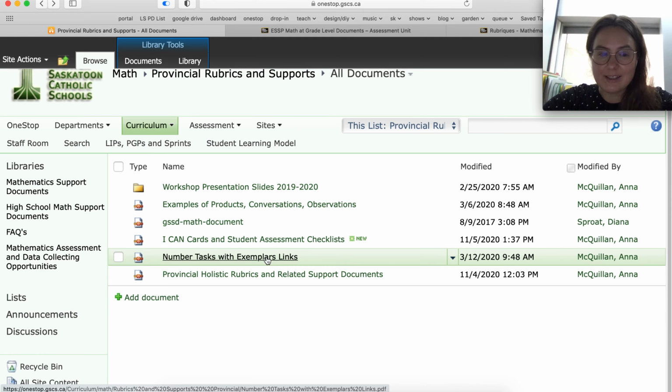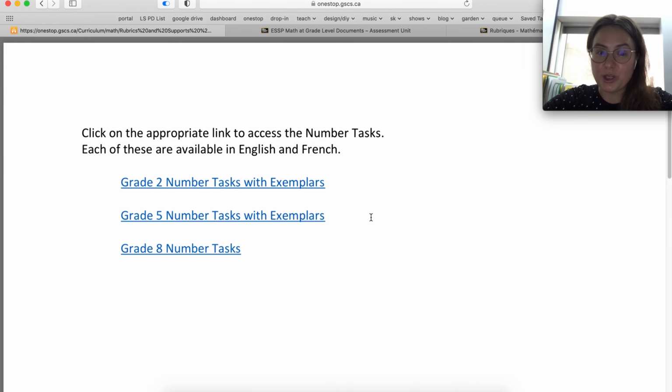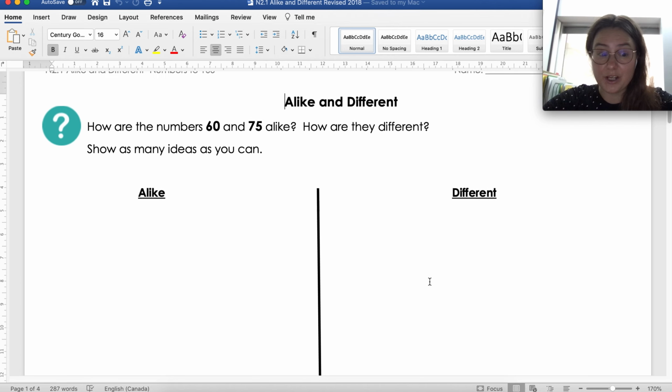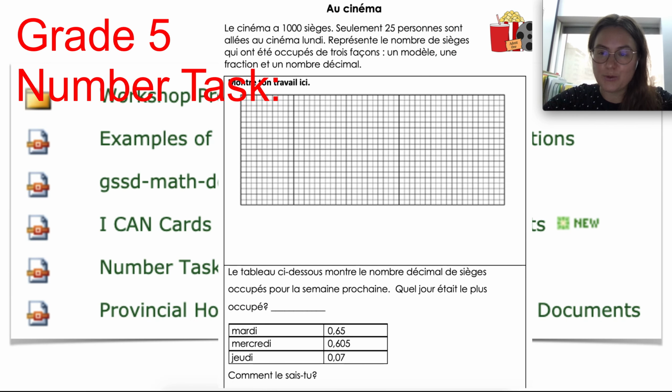The number tasks with the exemplars. These were made in partnership with other school divisions. Then teachers in our system used them with their students and provided feedback, which helped us further refine them. Here's a sample task for grade 2. These tasks were created to prompt problem solving, student thinking, communication, and mastery of the concept.